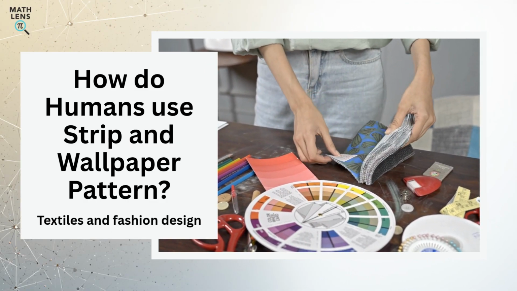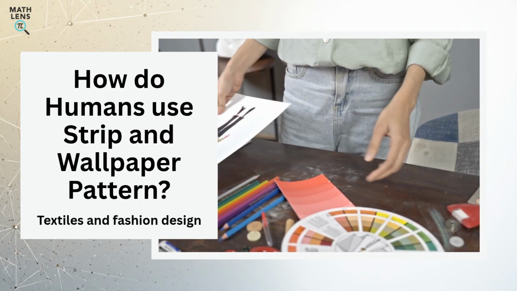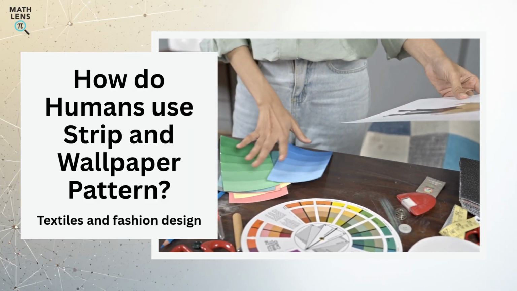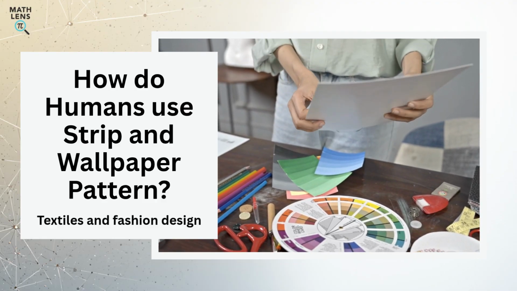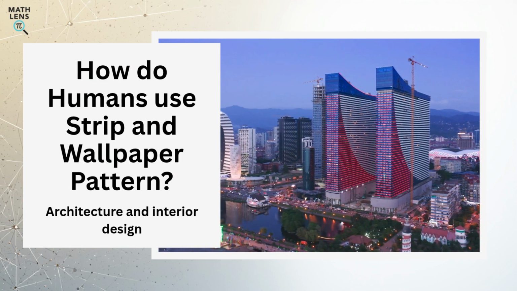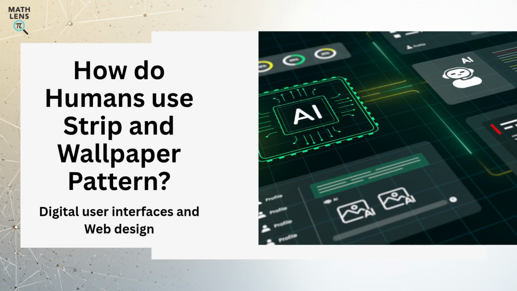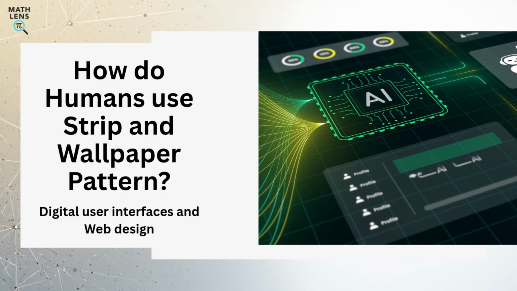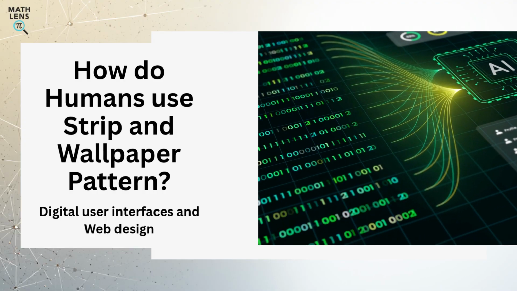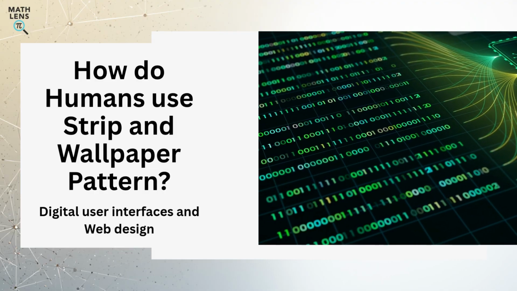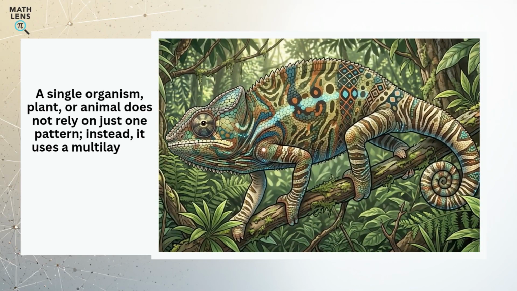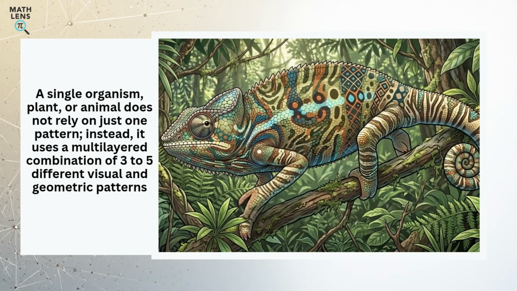Let's focus on the human uses of strip and wallpaper patterns in nature, in three areas. In textiles and fashion design, strip patterns create dynamic apparel, while wallpaper patterns serve as a canvas for intricate designs. In architecture and interior design, strip patterns guide movement and flow, while wallpaper patterns fill spaces seamlessly, enhancing harmony. In digital user interfaces, these patterns organize information and improve user experience, with strip patterns aiding navigation and wallpaper enhancing readability. In nature, organisms combine multiple visual and geometric patterns, typically 3 to 5, showcasing complexity and beauty.